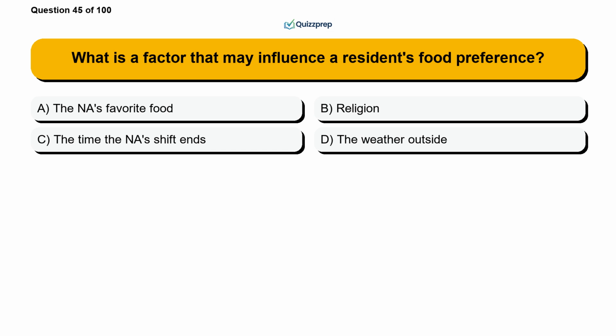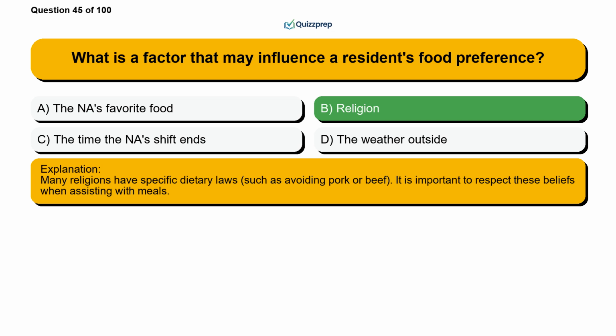Question 45. What is a factor that may influence a resident's food preference? Option A. The NA's favorite food. Option B. Religion. Option C. The time the NA's shift ends. Option D. The weather outside. The correct answer is option B. Religion. Many religions have specific dietary laws, such as avoiding pork or beef. It is important to respect these beliefs when assisting with meals.